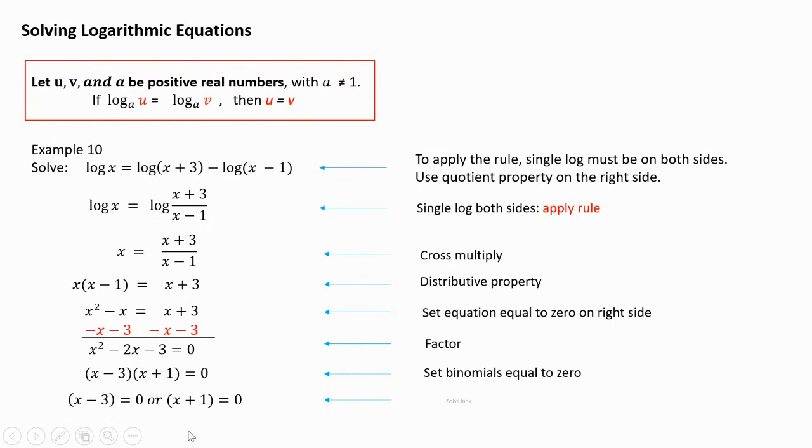Now all you do is solve for x. So here we're going to add 3 to both sides, so x equals 3. And here we're going to subtract 1 from both sides, so x equals negative 1. So these two are my solutions, correct? 3 and negative 1.